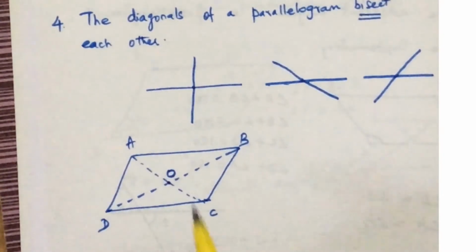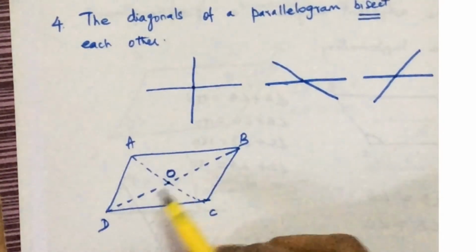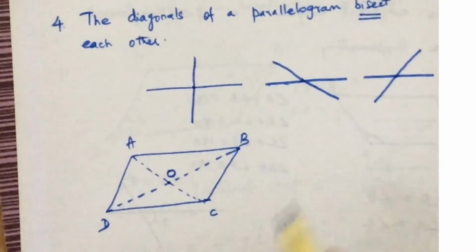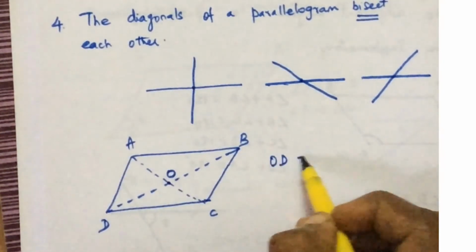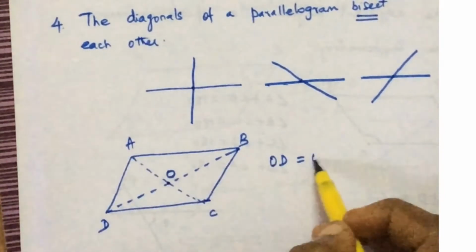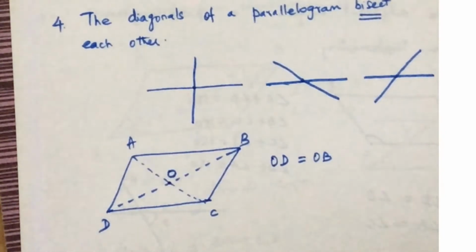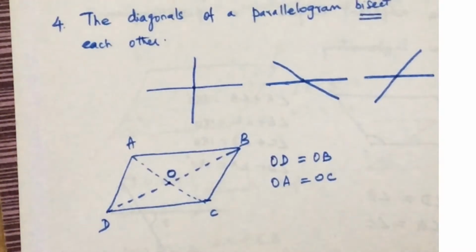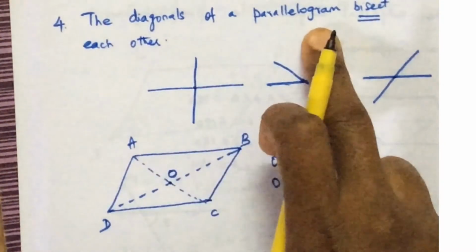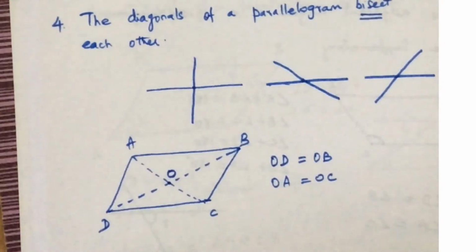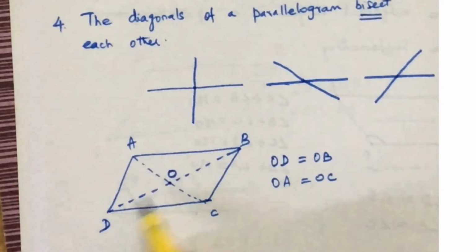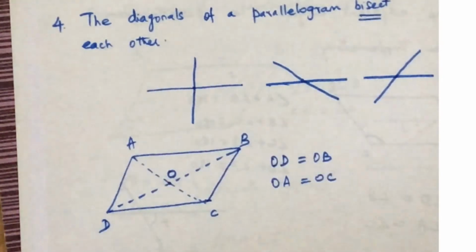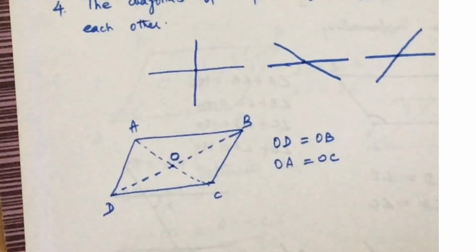Okay, what it means is this line is cutting this line into two equal pieces. What does it mean? OD is equal to this OB. Similarly OA equal to OC. This is what we have to prove. This means the diagonals of a parallelogram bisect each other. So we have to prove that this OD is equal to this OB and this OA is equal to this OC.